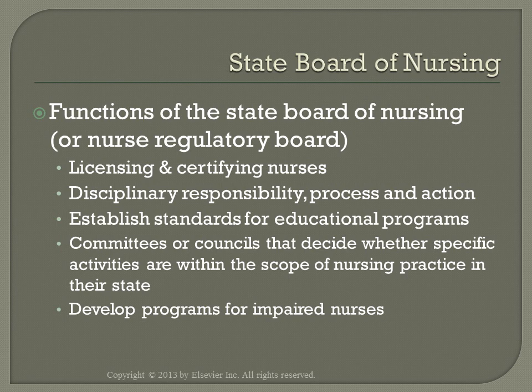The primary responsibility of the State Board of Nursing is to ensure the safety of the public and the professional conduct of the nurse. The State Board of Nursing is responsible for the licensing and discipline of nurses, among other duties. Some states now post professional licensure-related information, such as disciplinary action, on the Internet for public access. Committees or councils decide whether specific activities are within the scope of nursing practice in their state. Because an activity is legal in one state doesn't necessarily mean that it's going to be legal in another state.